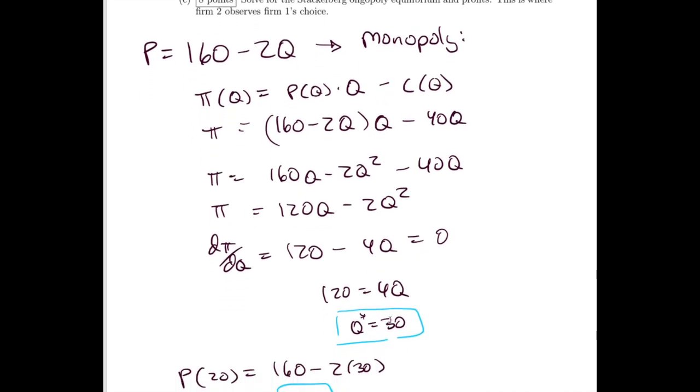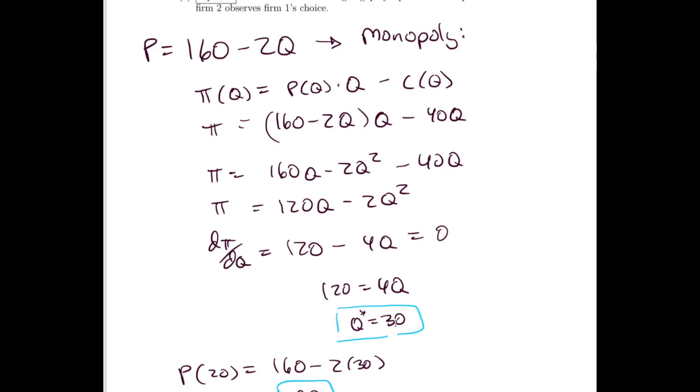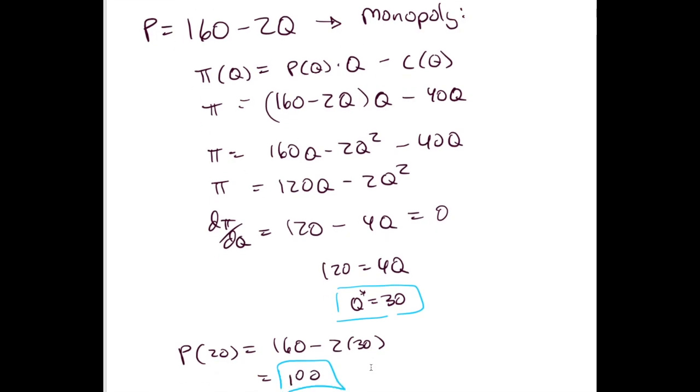Now we have to find the price. Remember, prices come from demand curves, so I'm going to put this back into the demand curve. It'll be 160 minus 2 times 30, or 160 minus 60. That'll give me a price of 100.